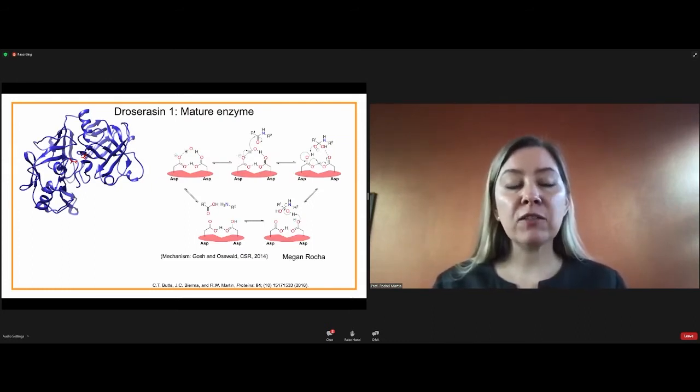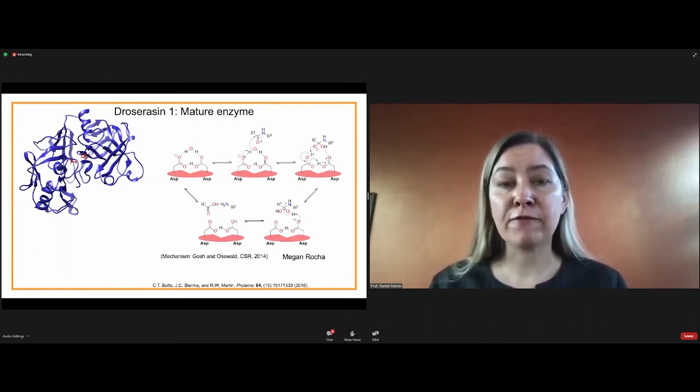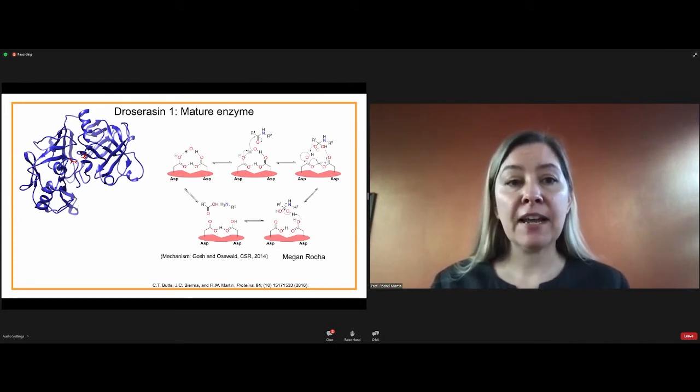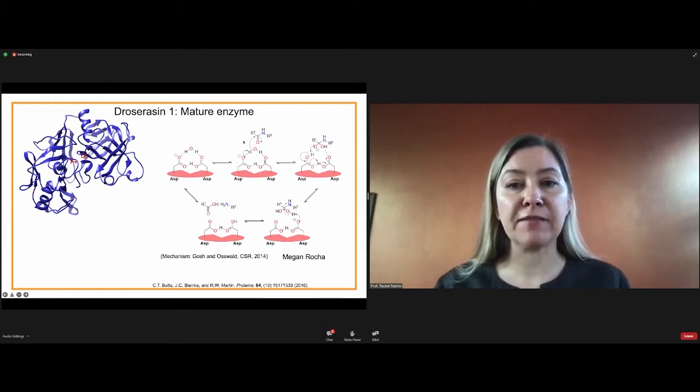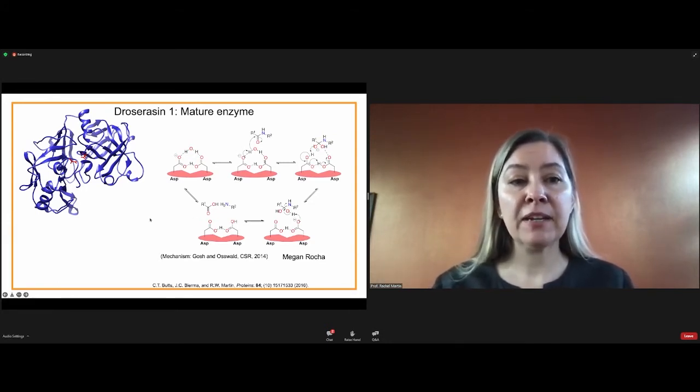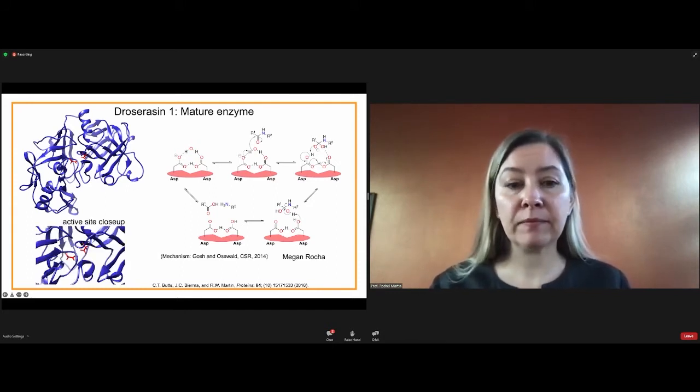So if we look at all the things that get cut off from the Drosericin 1 and examine just the mature enzyme, here's what it looks like. So it's pretty similar to mammalian pepsin. It has a fairly large active site cleft. Lots of proteins can go in there and then they get chopped up by the active site. Here's the mechanism, which I'm not going to go into in great detail, but it's interesting to have it there just so we can understand what features are important.